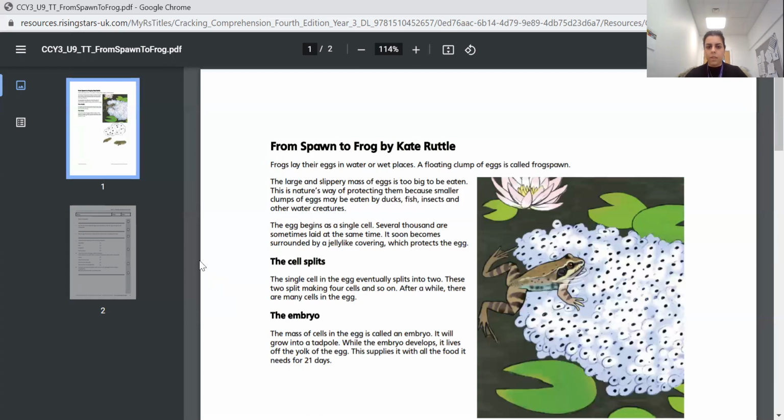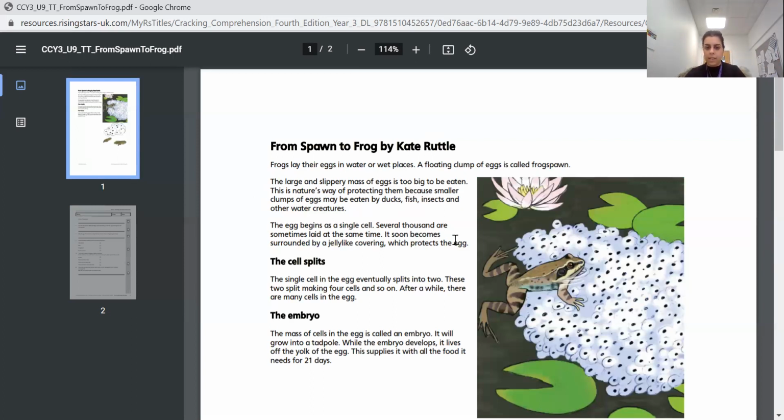Okay. So the answer is, first of all, one of the answers is that because it's in a big mass of eggs, like we said earlier, it was a big clump of eggs. It says here, if it was a small clump of egg, they could be eaten by ducks, fish, insects, or other water creatures. However, because it's in a big mass of eggs, it's too big to be eaten. So that's one way they all stay safe. They stay safe together. They're too big to be eaten.